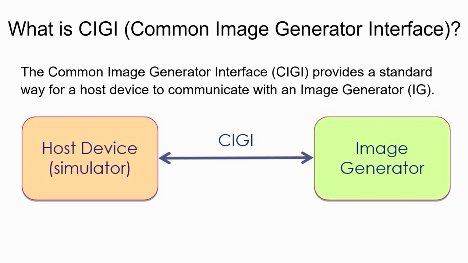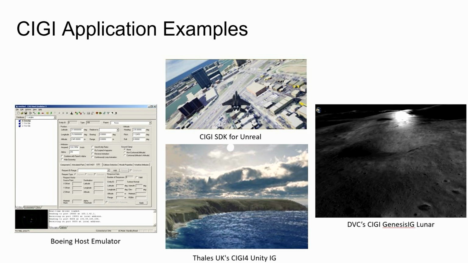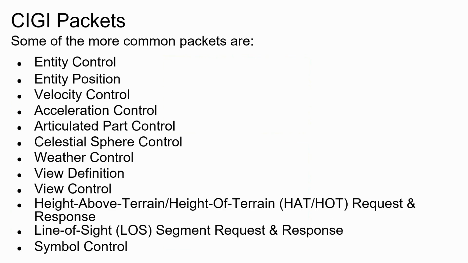Why is this useful? Individual image generation applications can then focus on rendering, while other systems can specialize in flight dynamics or other computing-intensive tasks. Using CIGI helps enable simulation integrators to more easily switch from one image generation application to another. And here are some examples. Some of the common CIGI messages include creating entities, controlling velocity and acceleration, translating and rotating articulated parts, what is the time of day, what is the weather like, and terrain intersection queries.